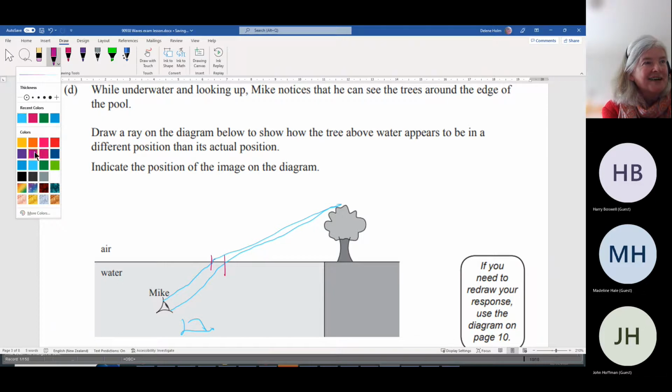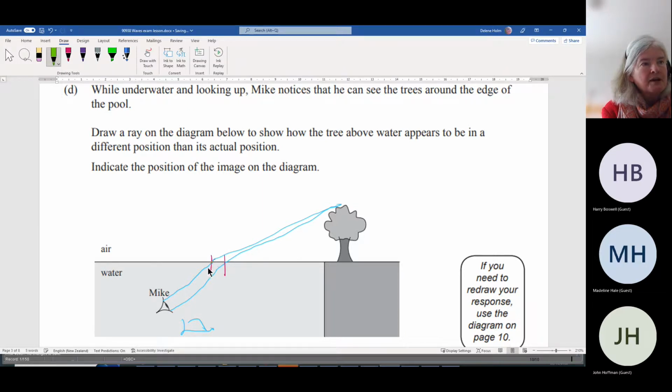Let's choose a different color. Let's make it bright green. And now we make it a dotted line. So where that point is, that's the same as that tree point. So this is where the tree is, as long as your tree comes closer. Yep, so make sure you draw from Mike's angle. So start from Mike and do that there.